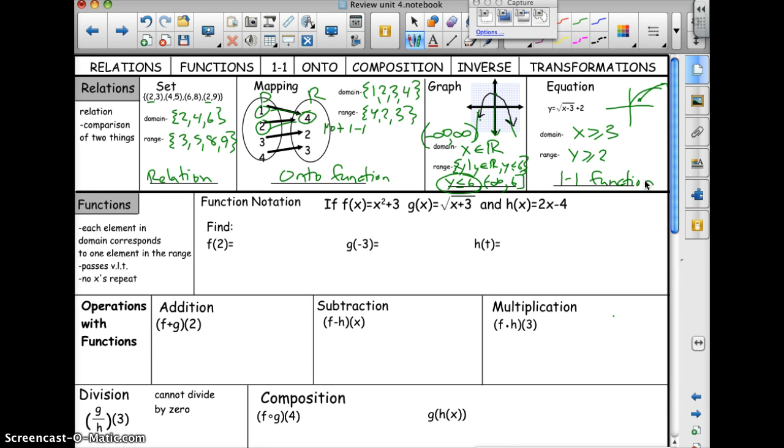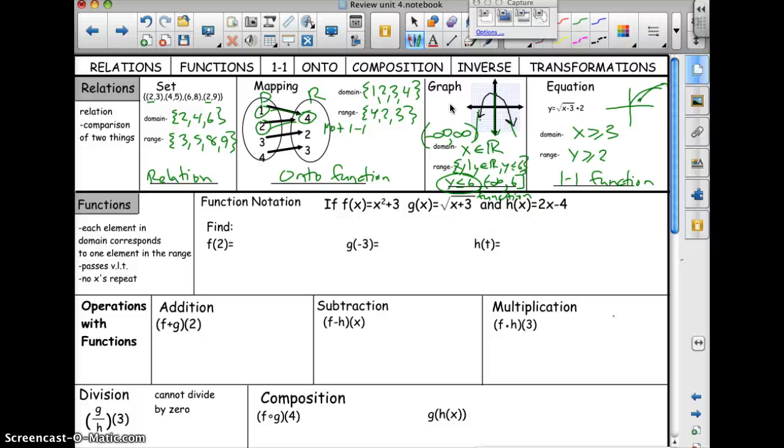Oh, I didn't do that here. Ooh, this is a function, but it's neither one-to-one or onto. Sorry about that. Okay, there we go. All right, each element in the domain corresponds to 1 in the range, passes the vertical line test, and no x's repeat. Okay, and that is one-to-one. Oh, sorry, that's a function, right. Okay, I apologize. Yeah, we already talked about that.